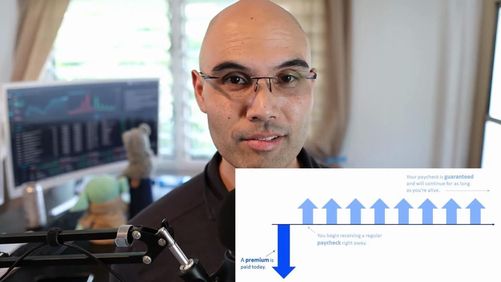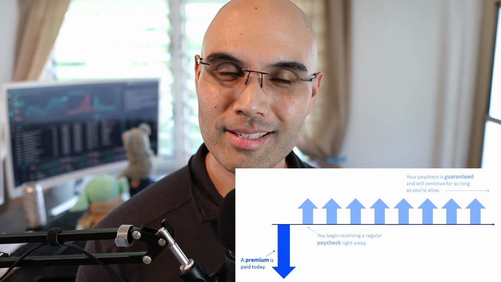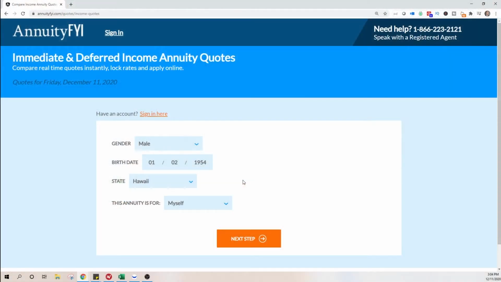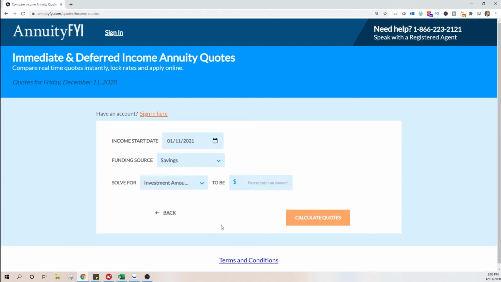Kind of hard, but let's take an example. Let's go to the computer and see what we can get for $1 million for someone who is 67 years old. All right, so the annuity FYI calculator, we're going to calculate for an immediate annuity, and we're going to have them be 67. This person will be born January 1st, 1954, and he's going to start his income next year, January 1st, 2021, making him 67 years old. And I'm going to solve for the investment amount to be $1 million.